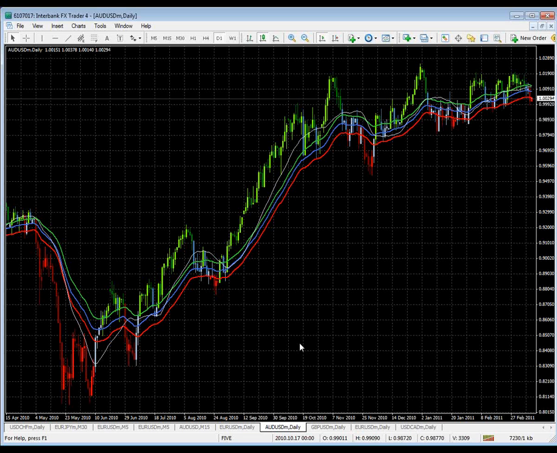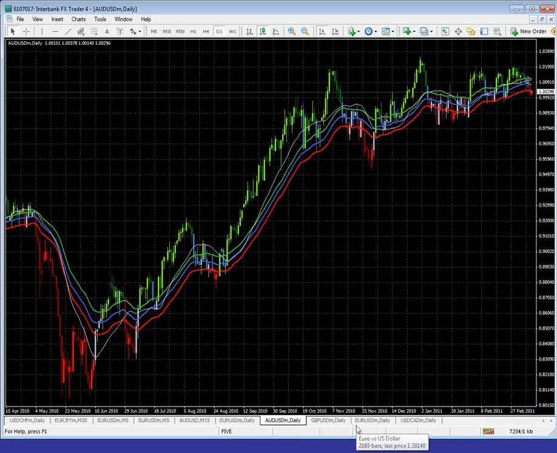But it's just doing it automatically for me. I understand why it's doing what it's doing. It's not a black box to me, right? So when I look at, for example, this chart right here, the one that you have in front of you right now, this is the daily chart of the Aussie US dollar, by the way.